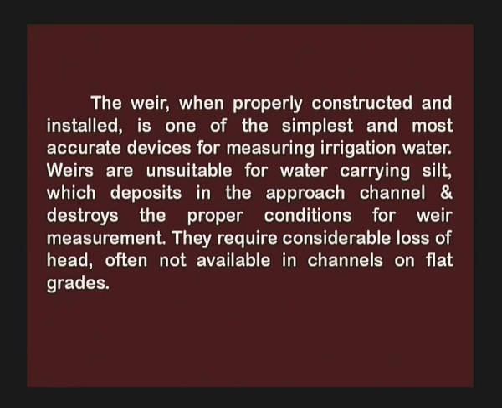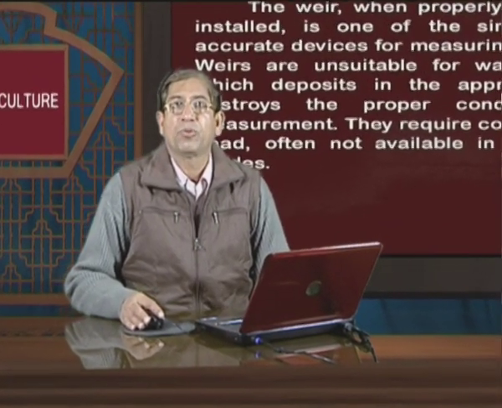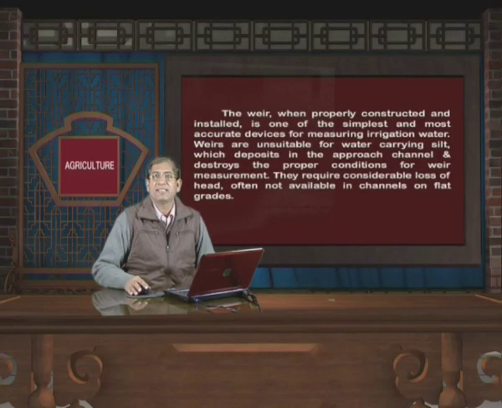Weirs are unsuitable for water carrying silt, which deposits in the approach channel and destroys the proper conditions for weir measurement. They require considerable loss of head, often not available in channels on flat grades. Therefore, there are two disadvantages with weirs for measurement of irrigation water. The first disadvantage is that weirs do not give accurate measurement when the water is laden with silt or sand. The second disadvantage is that a considerable loss in head is required for weirs in the channels.